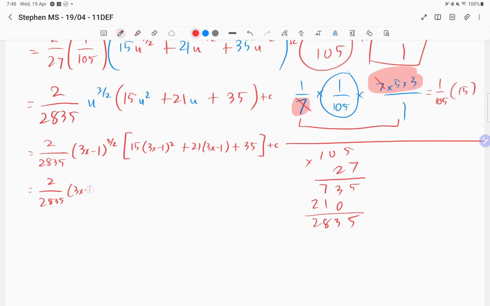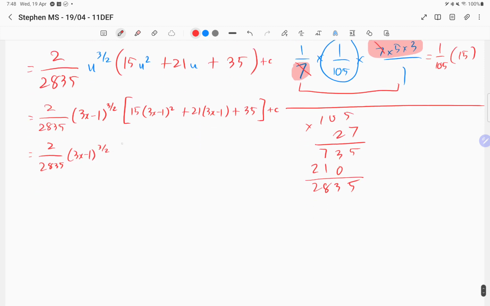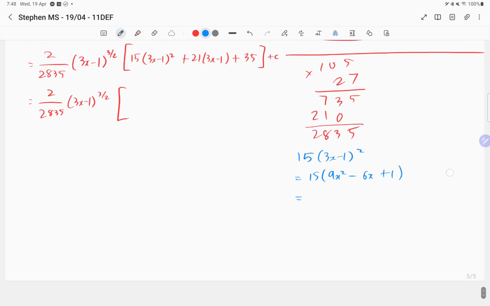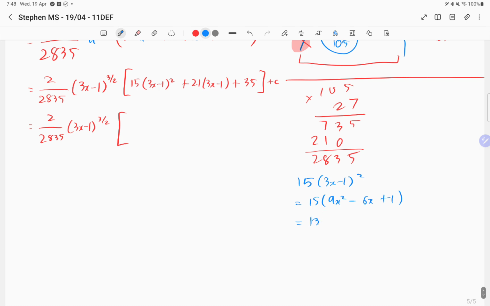But yeah, so 3x minus 1 to the power 3 on 2, and you can actually work it out on the side and just put the answer in. So you can work out 15 times 3x minus 1 squared, which is 15 times 9x squared minus 6x plus 1. 15 times 9 is 135x squared. 15 times minus 6 is negative 90x plus 15. So work that out, check that answer back in here.